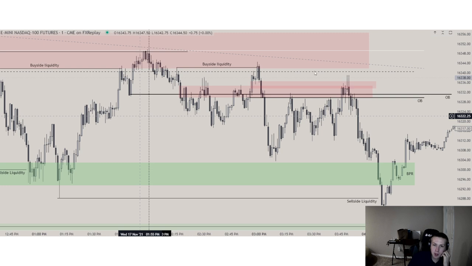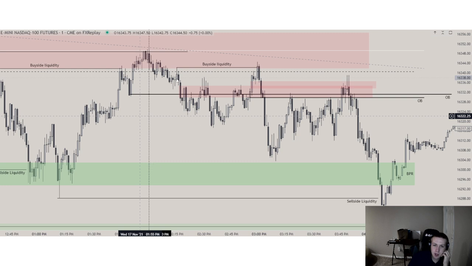Then we come back up into this reclaimed SIBI, into this balanced price range as well. Respect that perfectly. Respect that order block as well perfectly. And then we start this sell side delivery again. And then we displace lower. And then we reaccumulate within here. And then displace lower. And then ultimately taking the draw on liquidity a little bit after 4 p.m.